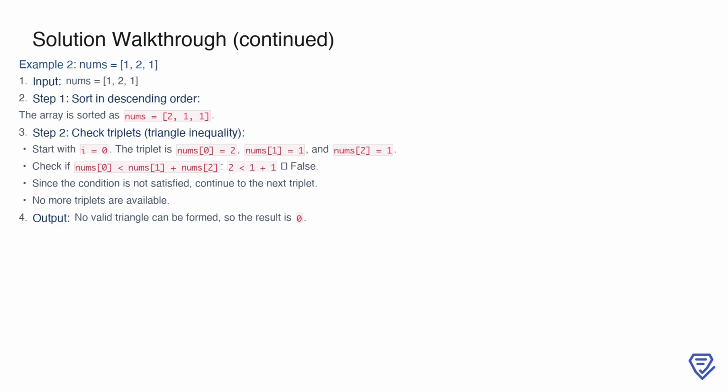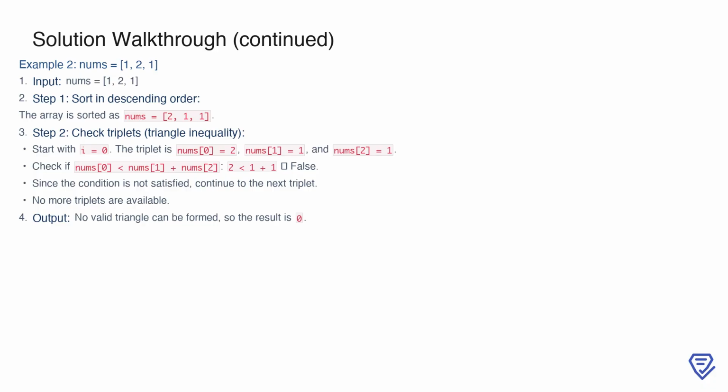In this example, the input array is nums equals [1, 2, 1]. The first step is to sort the array in descending order, resulting in nums equals [2, 1, 1]. Sorting ensures that the largest numbers are prioritized for checking the triangle inequality. We consider the first triplet, nums[0] equals 2, nums[1] equals 1, and nums[2] equals 1. The triangle inequality requires nums[0] to be less than nums[1] plus nums[2].